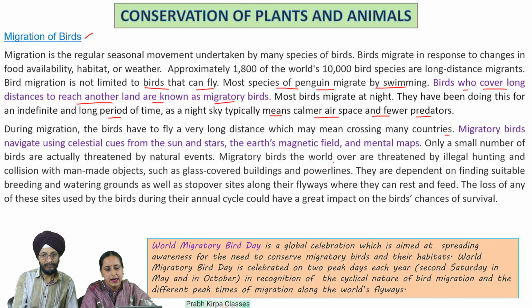Migratory birds the world over are threatened by illegal hunting and collision with man-made objects such as glass covered buildings and power lines. They are dependent on finding suitable breeding and watering grounds as well as stopover sites along their flyways where they can rest and feed.